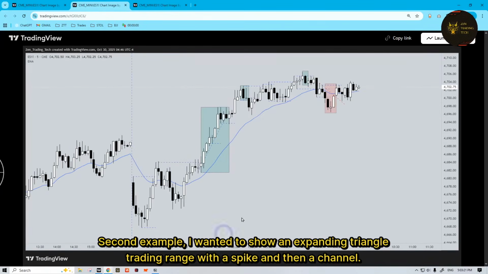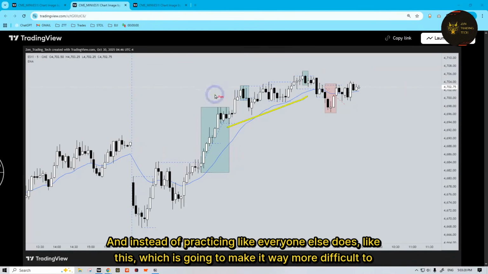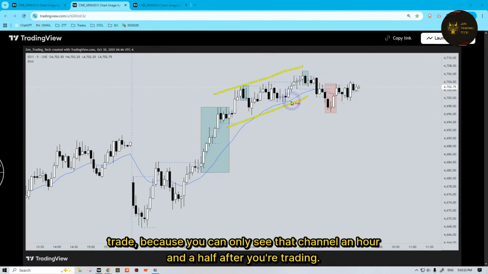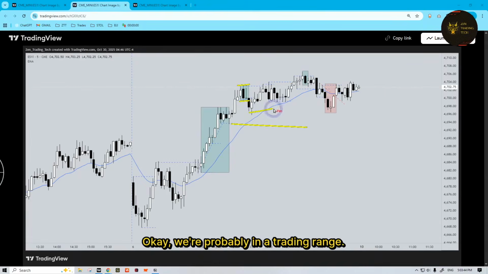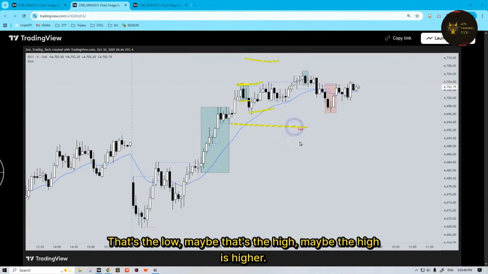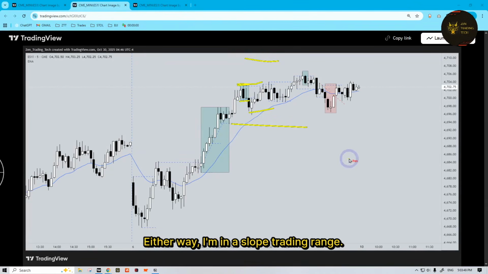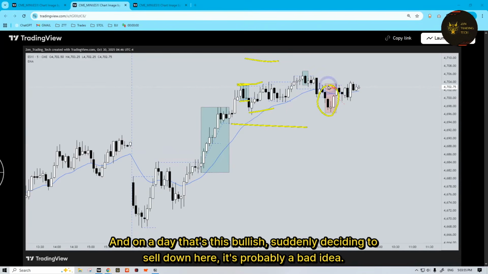Second example, I wanted to show an expanding triangle trading range with a spike and then a channel. And instead of practicing like everyone else does, like this, which is going to make it way more difficult to trade because you can only see that channel an hour and a half after you're trading. By doing it this way, you can see we confirmed a bull trend and broke it. Okay, we're probably in a trading range. That's the low, maybe that's the high, maybe the high is higher. Either way, I'm in a sloped trading range. The bear trend was only this point, and on a day that's this bullish, suddenly deciding to sell down here, it's probably a bad idea.